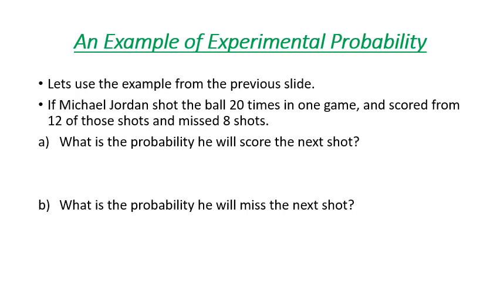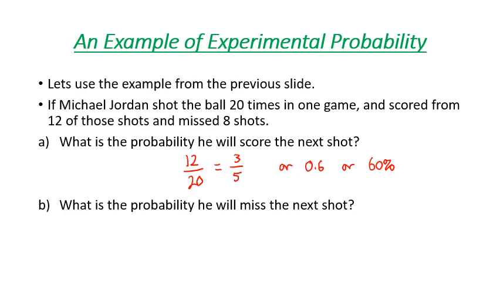So the probability he will score his next shot, based on that evidence, is going to be 12 out of 20. We can cancel that down to 3 out of 5. Or you can write 0.6, or you could say 60% chance he's going to score.